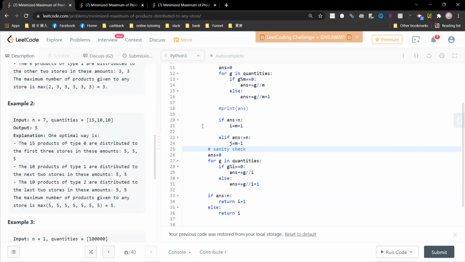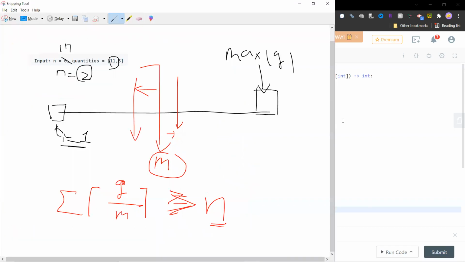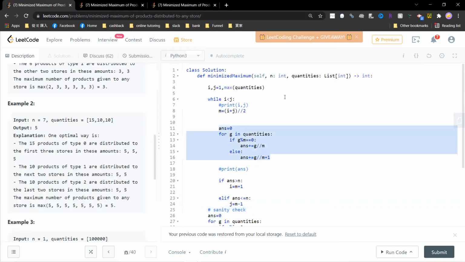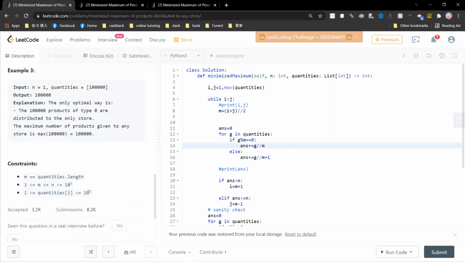So you can use a binary search. And if you use a binary search, you need to compute over the quantities, so the complexity should be the number of quantities times the binary search, which is log of the maximum of the quantities. So this is the complexity. And this should solve the problem, because the number of quantities is at most 10 to the 5, so n log n can solve this.